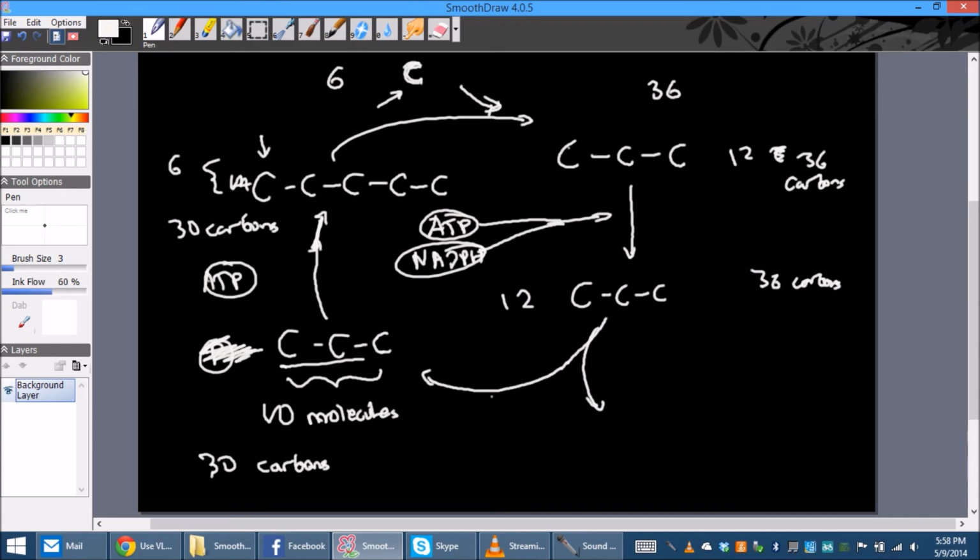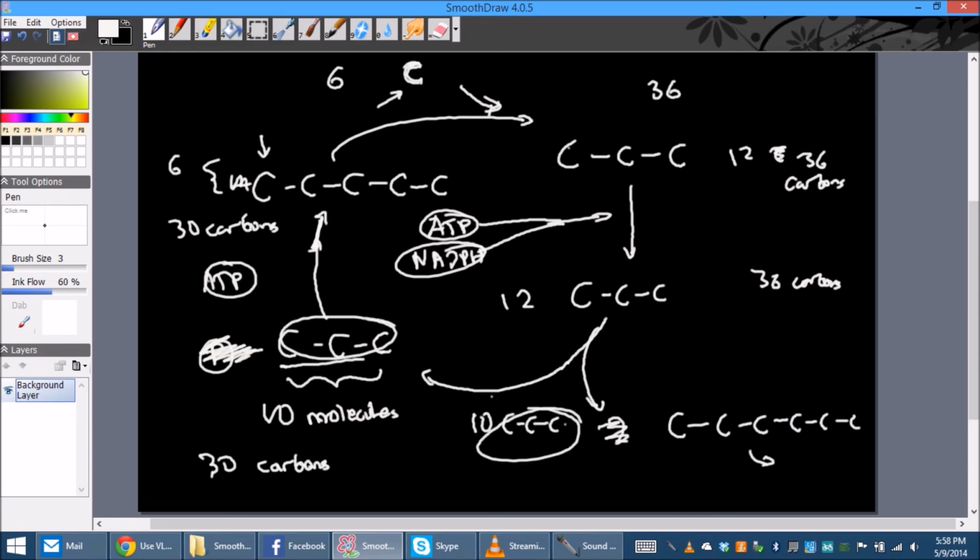And out of this cycle, only 2 of these chains actually exit the cycle, and these chains bind together to form a 6-carbon chain, which is later converted into glucose in some other part of the cell. The remaining 10 chains are reused in the Calvin-Benson cycle. You see this? So these are all reused.